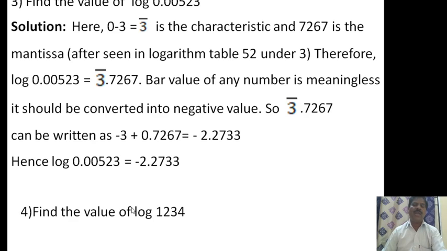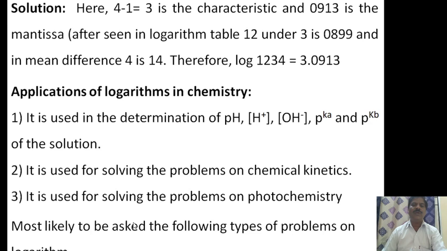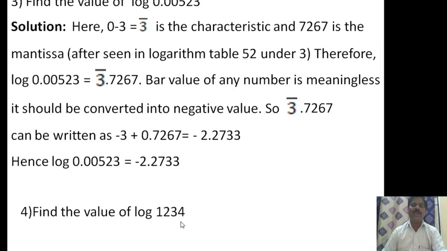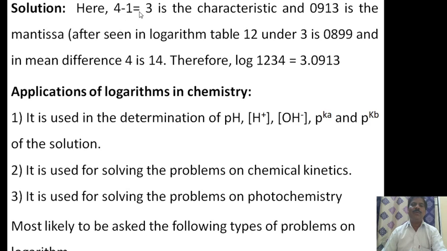And the last example I quote here: find the value of log 1234. How is it solved? Here the decimal point will be after 4, so there are 4 digits before the decimal point. Therefore the characteristic will be nothing but 4 minus 1, that is 3, the characteristic of this logarithm.